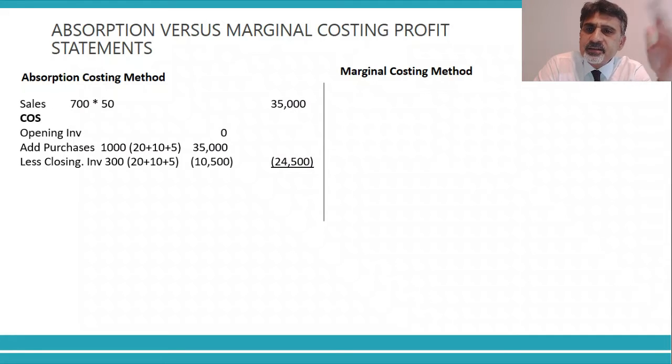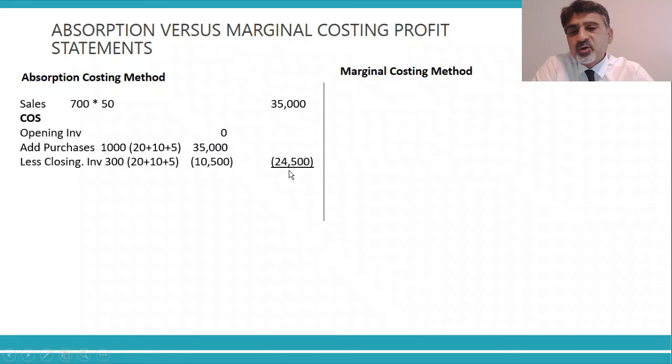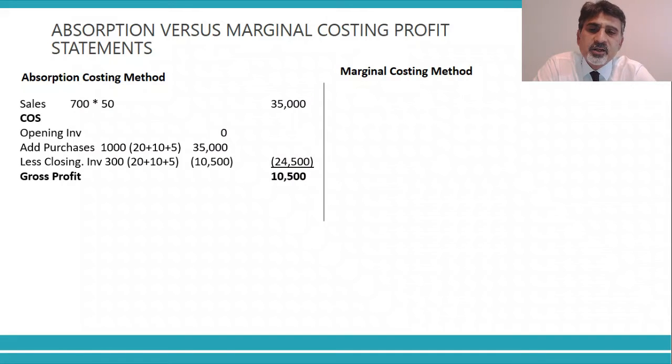So you should understand that when you record your revenue from 700 tables, you should also record the cost of 700 tables. So you cannot put the full 35,000 here because 35,000 is the cost of 1000 tables. I take revenue from 700 tables, so cost should also come from 700 tables, and the cost of making one table is $35. So 1000 multiplied by 35 and 300 multiplied by 35. Here you get your gross profit, which is $10,500.